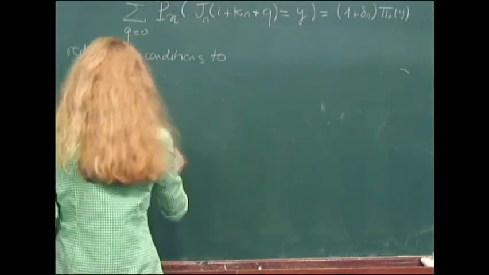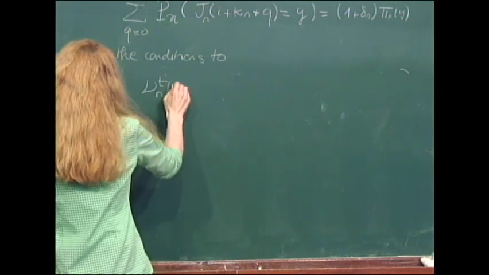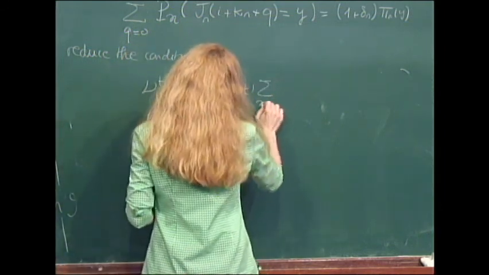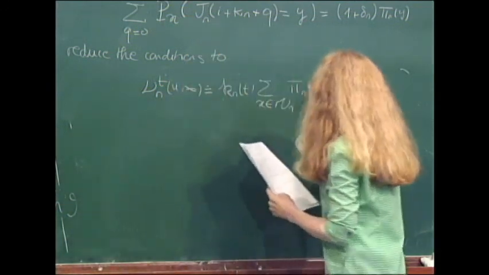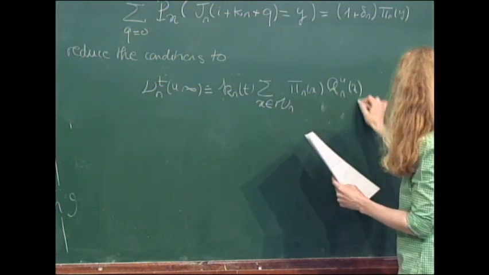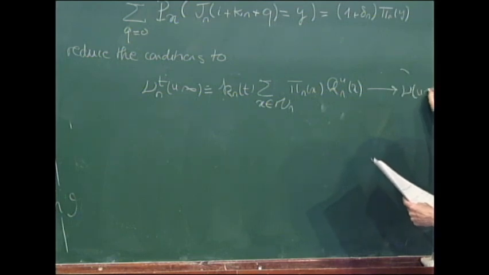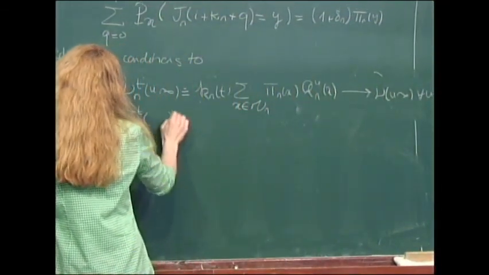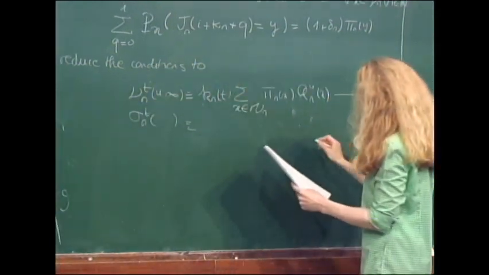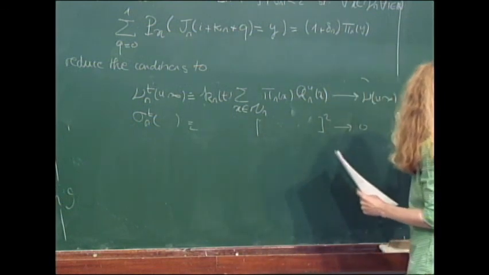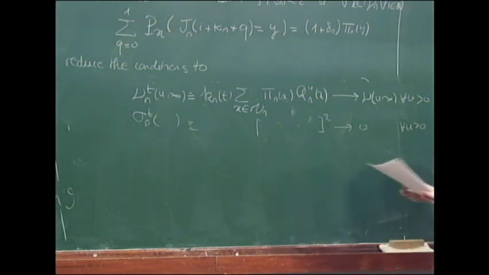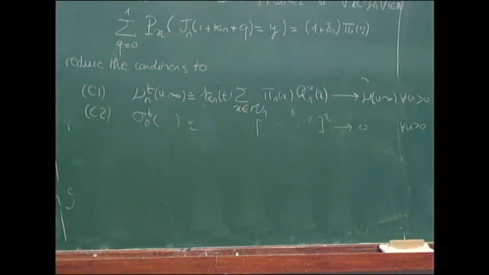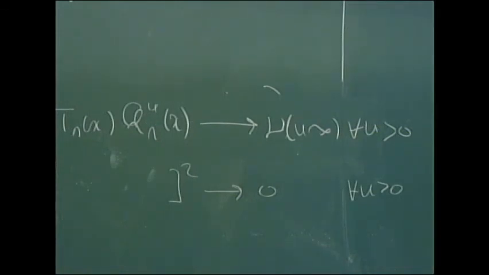So these conditions we will get are, let me write them down, u_t, u infinity. So I define this to be k and t, the sum over x in Vn of pi nx qu n x. The first condition will be that this must converge to u, the tail distribution of nu. And the second condition is the same thing for t. There's a square around this quantity, and it must go to 0 for all u positive. Let me call this condition C1, and C2. So we just proceed as we did before, and arrive at conditions.